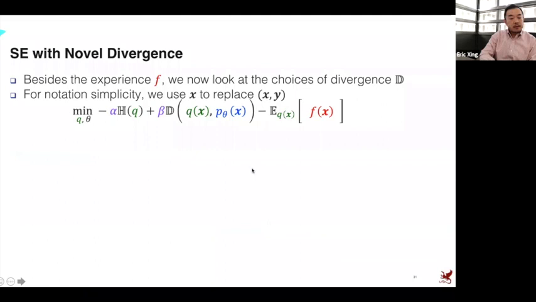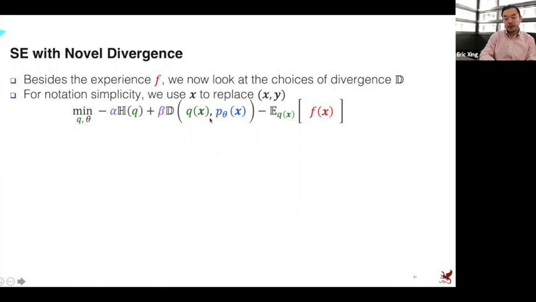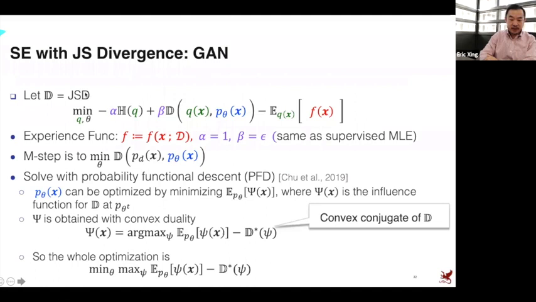So now I've talked about quite a few instances of how to instantiate the experience function. What about the divergence function? That's also up for you to instantiate in different ways. So for example, we notice that we can replace the divergence function here to be the Jensen-Shannon divergence. This is a divergence function that measures Q and P in a specific manner, different from what was originally used, the cross entropy.